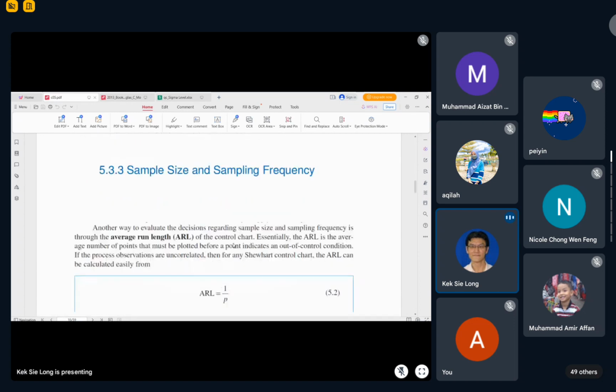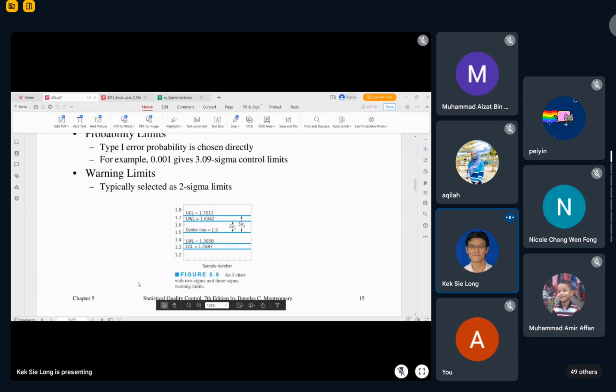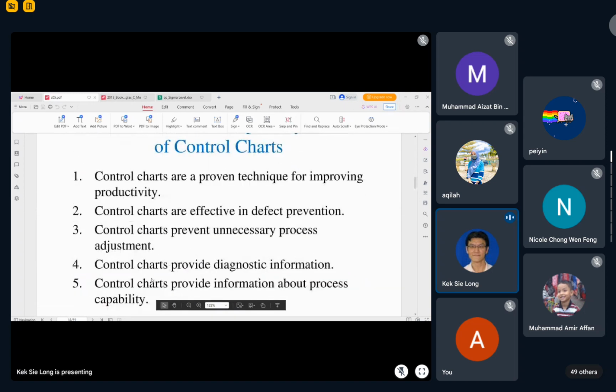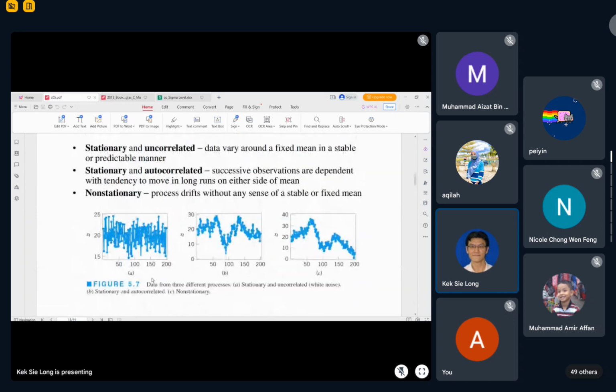Okay. Any question regarding what we have discussed last week? Actually, we have discussed many things last week. So simply to say, quality control is not a difficult subject. It's not a difficult course. Actually, quality control is an extension of data analysis. Actually, we play with data.